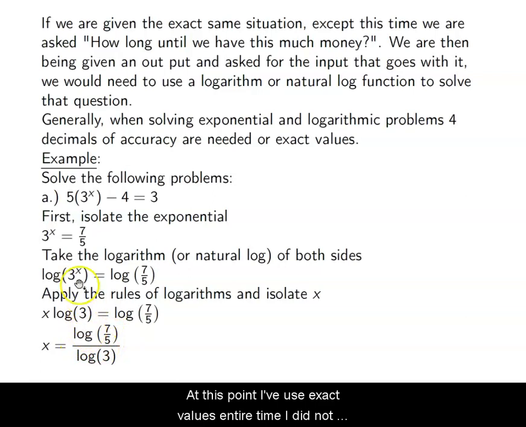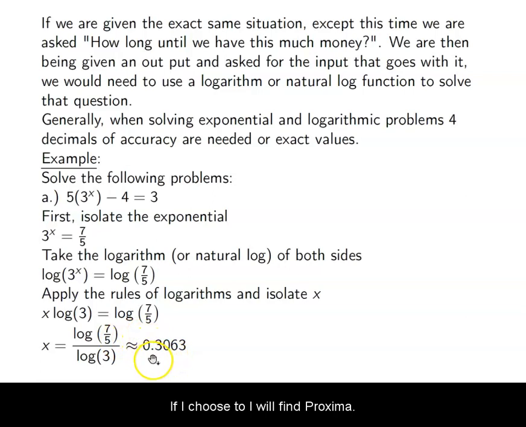At this point, I've used exact values the entire time. I did not plug in a decimal for this. I did not plug in a decimal for this. I used the exact values. If I want to find out around how much this is, I would plug this into my calculator to get my 4-point decimal approximation. Okay, so I use the exact values as long as possible, and then if I choose to, I will find the approximate decimal value here.